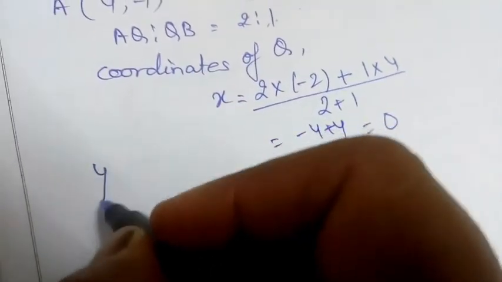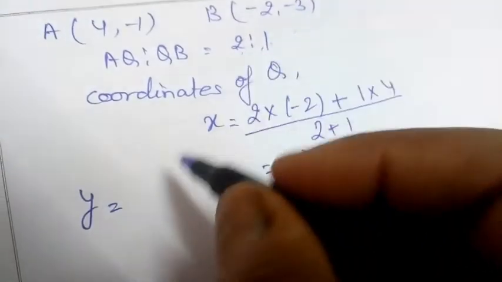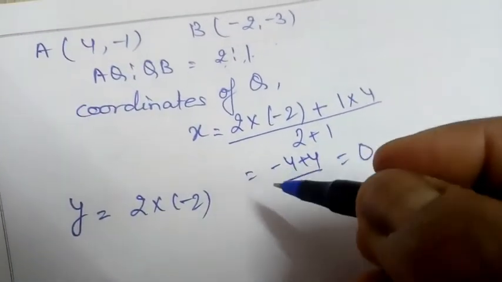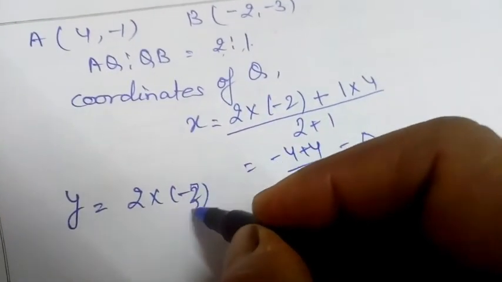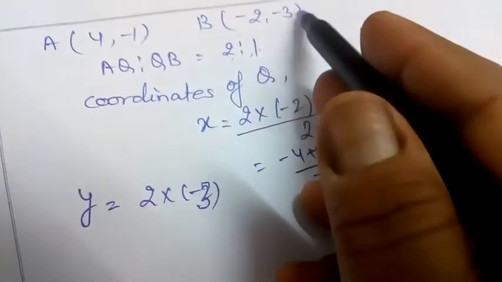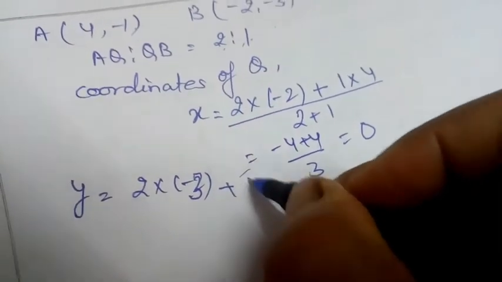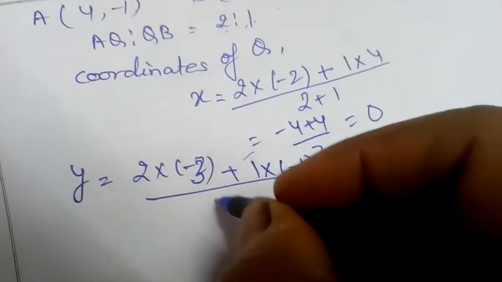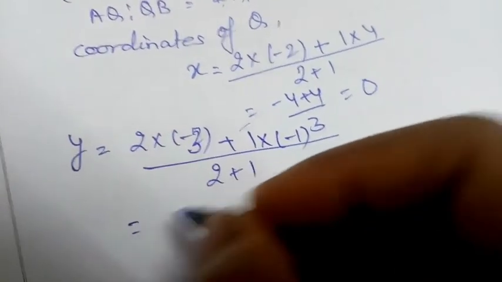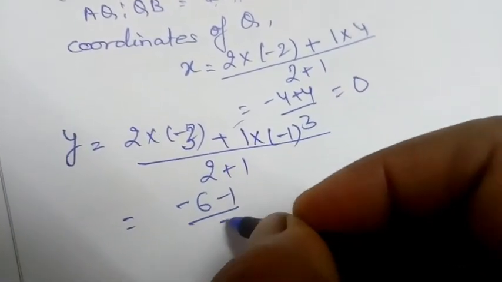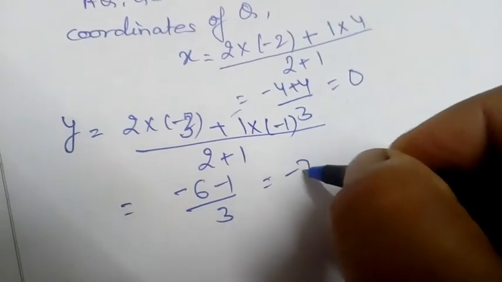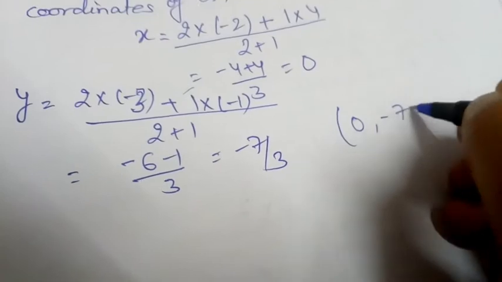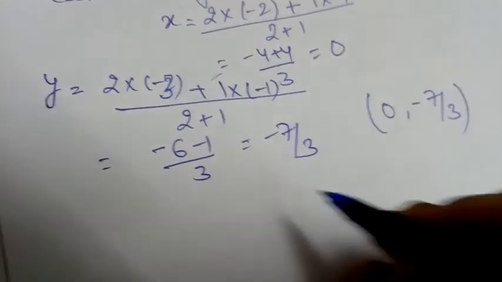And y equals m1 y2, where m1 is 2 and y2 is -3, plus m2 y1, by 2 plus 1. That is -6 minus 1 by 3, which means -7 by 3. The coordinates of Q are (0, -7/3).